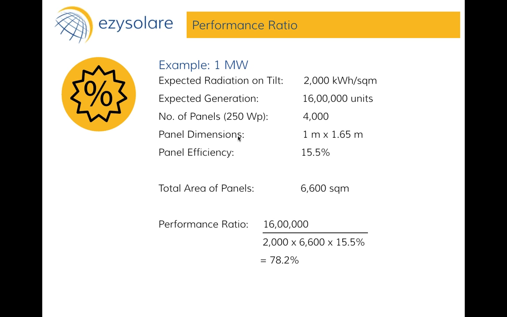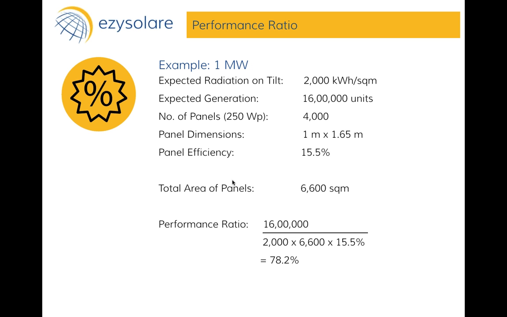Typically, the dimensions of a panel are 1 meter into 1.65 meter, which means that the total area of the power plant is 6,600 square meters. The panel efficiency is on an average about 15.5%. So basically, the performance ratio becomes 16 lakhs divided by 2,000, which is your radiation, into 6,600, which is the total area of the modules that you have, multiplied by efficiency, which is 15.5%. So it comes down to 78.2% basically.